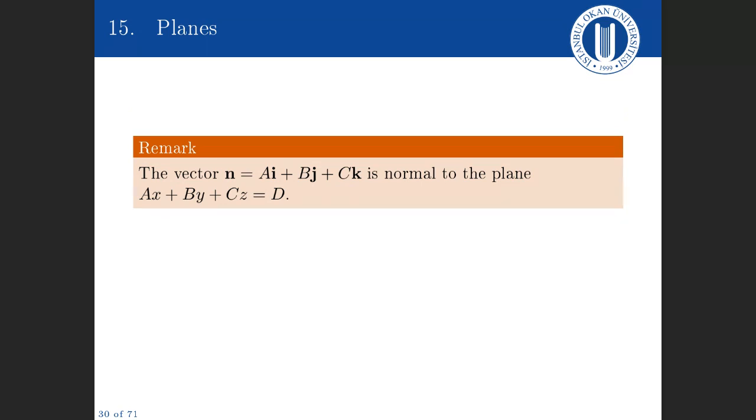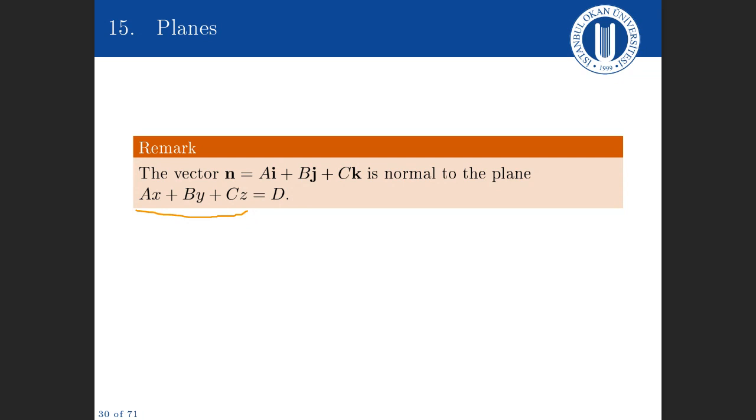Let me just remark that the vector ai plus pj plus ck is normal to the plane ax plus by plus cz is equal to d. So anytime we're told a normal vector, immediately we know what the left side of the plane equation is going to be. It's always going to be ax plus by plus cz is equal to some number. In the previous example, the calculation was just to find the number d.